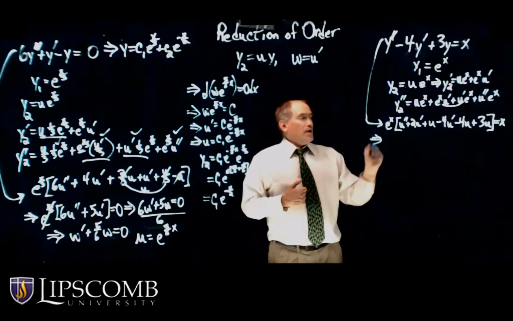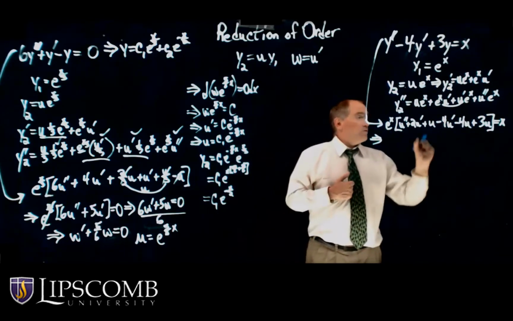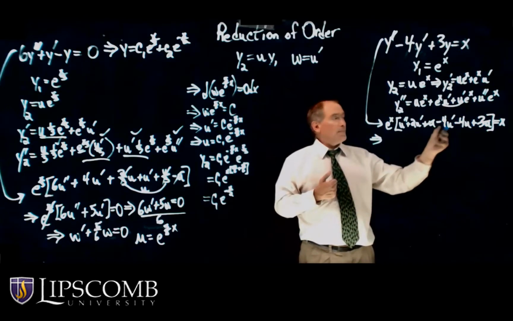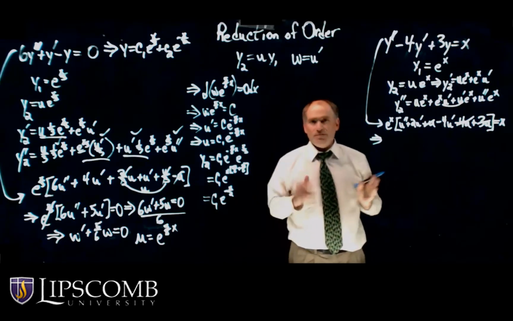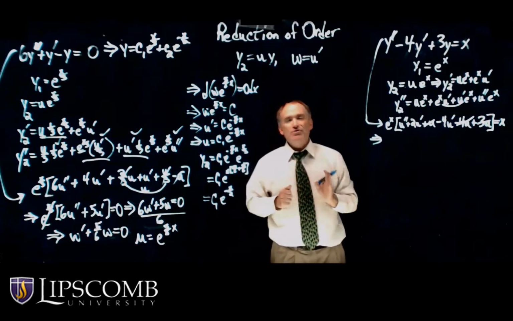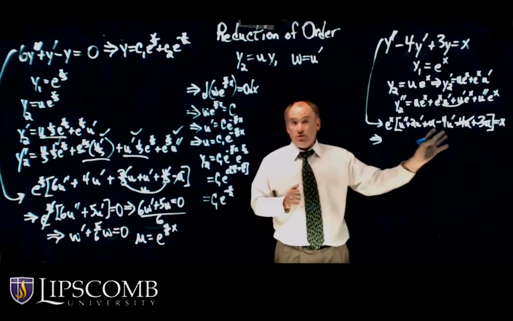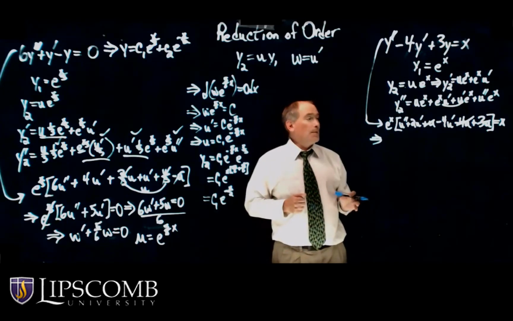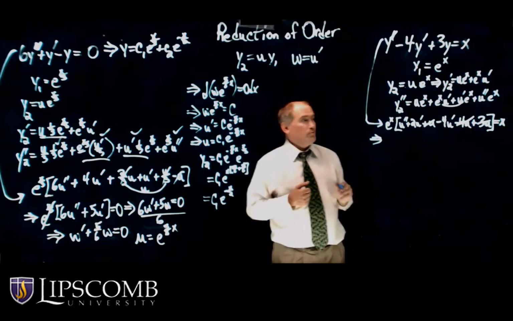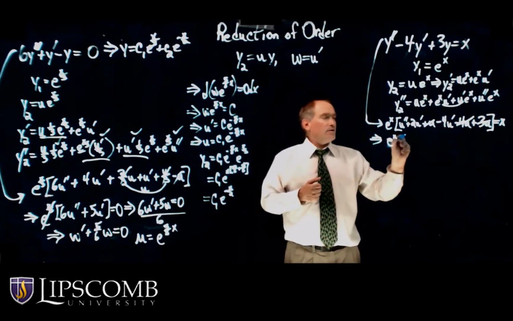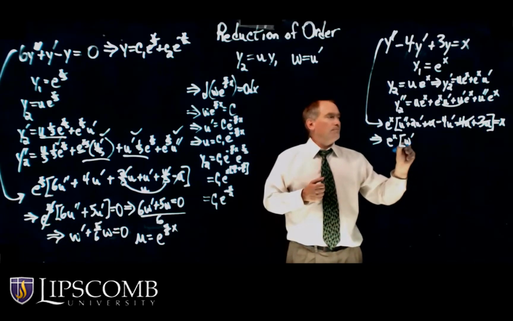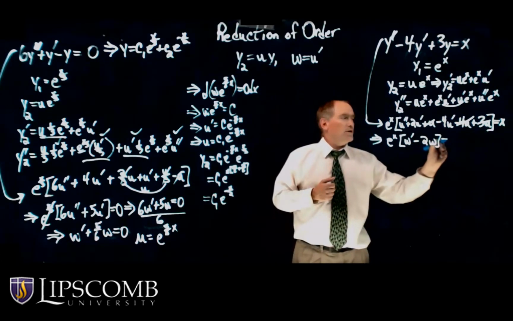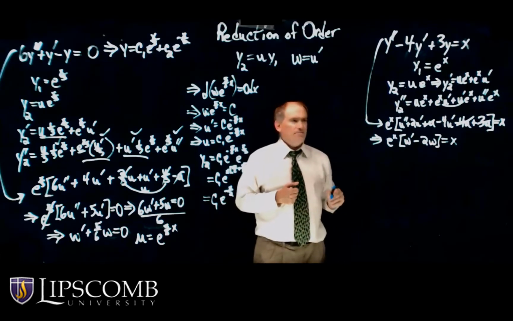So let's see what we get. Let's make sure everything cancels out. Well, a plus u and a plus 3, that's 4u minus 4u. Yep, the u's cancel out. Again, I remind you, you've done something wrong if the u's don't cancel out. If you still have baby sheep, you've done something wrong. So now plug in w equal to u prime. So I have e to the x w prime, and this is minus 2w equal to x. So I get that.